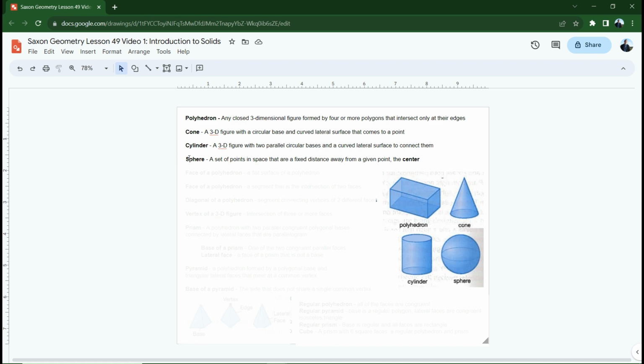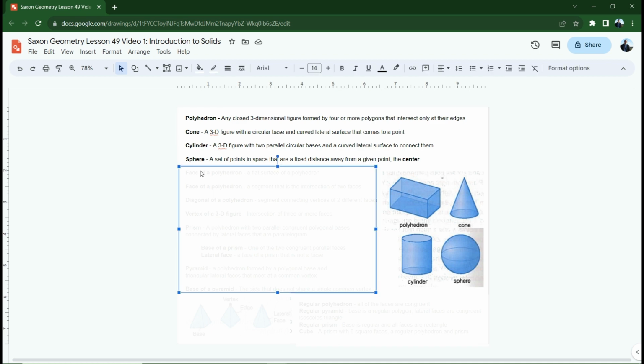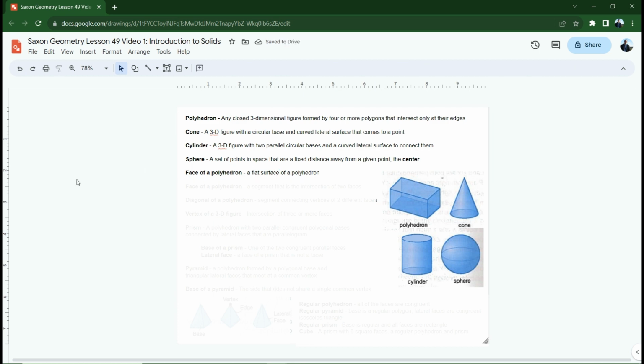Now we can start talking about polyhedrons in a little bit more depth, the parts of polyhedrons. You are going to have to be able to identify a cone, a cylinder, and a sphere, and make sure you know the definitions. They are not polyhedrons. Remember, a polyhedron is a closed 3-dimensional figure made of polygons. All right. The face. Polyhedrons have faces. What is a face? It's one of the flat surfaces of a polyhedron.